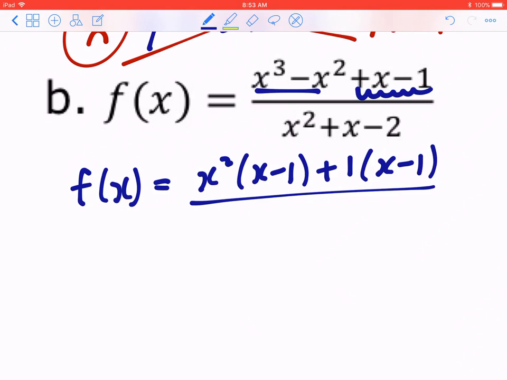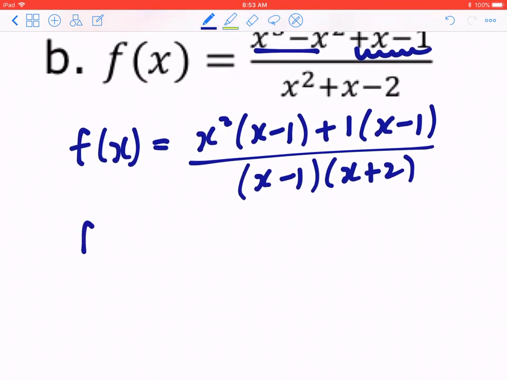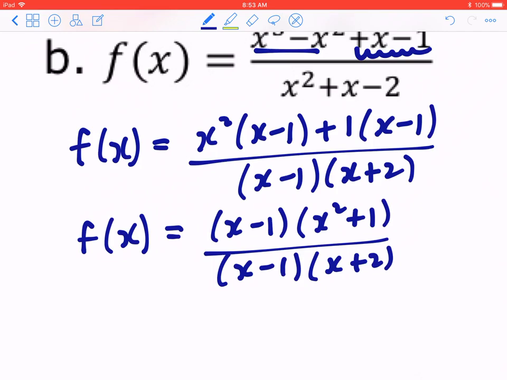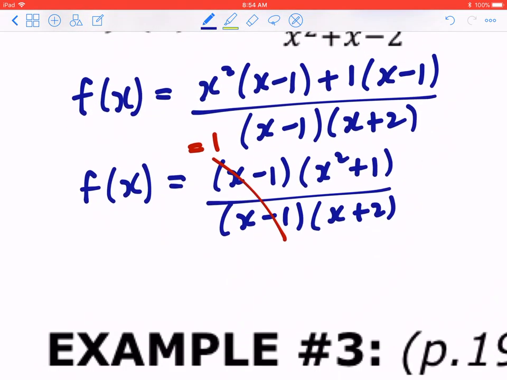If you look at the denominator, x squared plus x minus 2, this is simple factoring: x minus 1 times x plus 2. So now, because of factor by grouping, at the top you can take out the common factor of x minus 1. In the second bracket, x squared plus 1, and you divide this by x minus 1 times x plus 2. Again, you can cross out x minus 1 divided by x minus 1. And now you go back to the basics, you can divide.